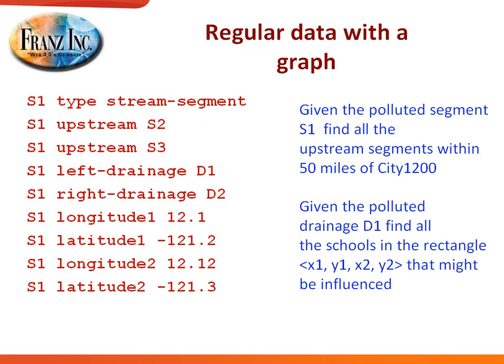The data is actually very regular, so you have triples in the form of there's a stream of type stream segment where S1 has an upstream S2 and S1 has an upstream S3, but the same S1 also has a left drainage and a right drainage. And for simplicity's sake, we don't represent the whole line. So we just give the beginning and the end of the line.